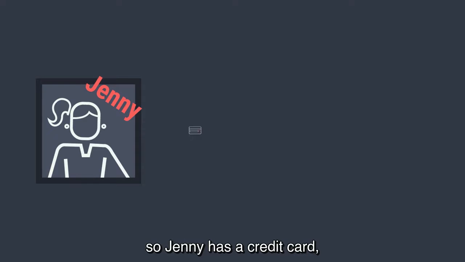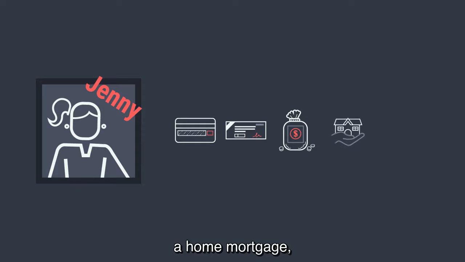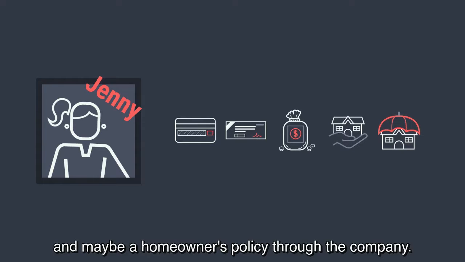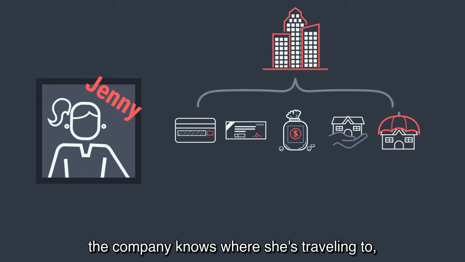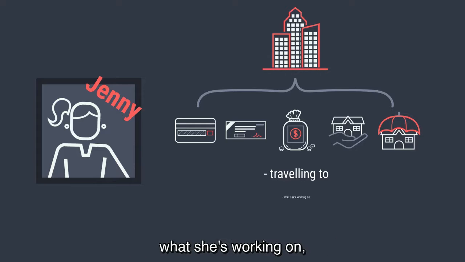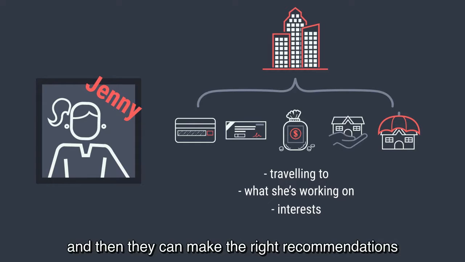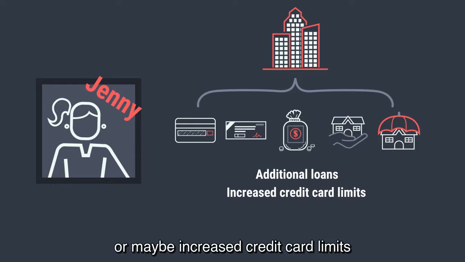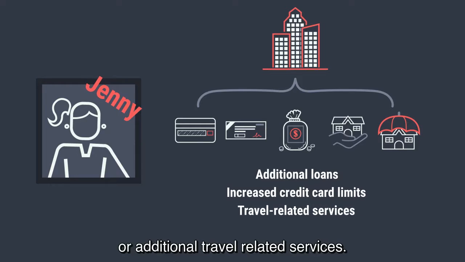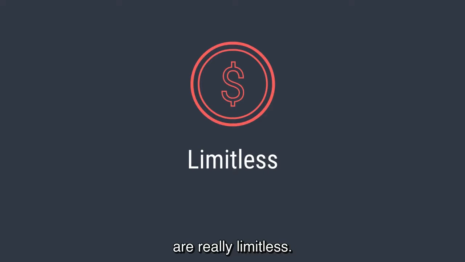So Jenny has a credit card. She's got a checking account. She's also got a savings account, a home mortgage, and maybe a homeowner's policy through the company. Based on Jenny's activities, the company knows where she's traveling to, what she's working on, what her interests are. And then they can make the right recommendations for things like additional loans, or maybe increased credit card limits, or additional travel-related services. The possibilities for companies to monetize data connections like this are really limitless.